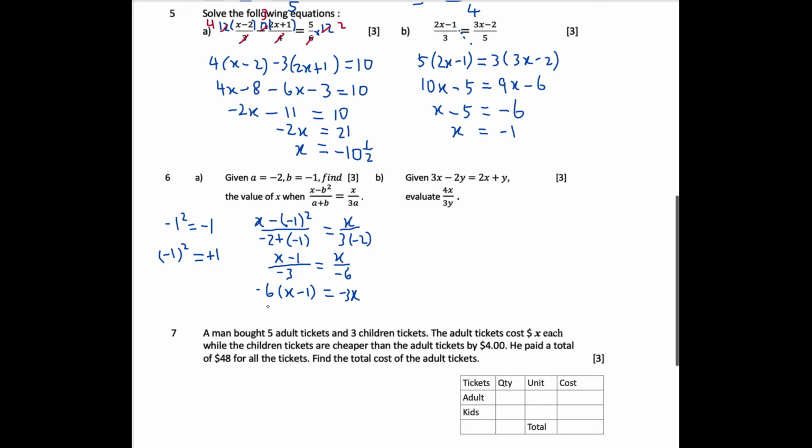Okay, opening up the brackets, we have negative 6x plus 6, and simplifying it, we would have x is 2.